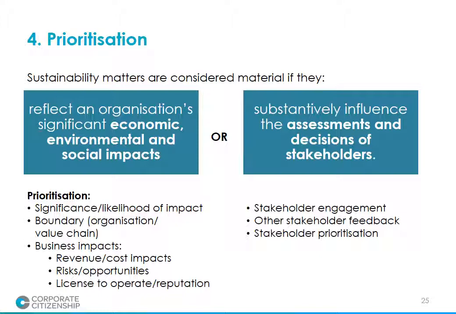And here on the slide we have a few quantums to consider, if you like, in performing that prioritization process. You want to consider, from the business's perspective, aspects such as the significance and the likelihood of potential impacts. You'll want to consider the boundary that you defined at the start of the process. You'll want to consider what are the actual impacts on the business of each of these issues in terms of costs and revenues, risks and opportunities, impacts on your reputation and license to operate.